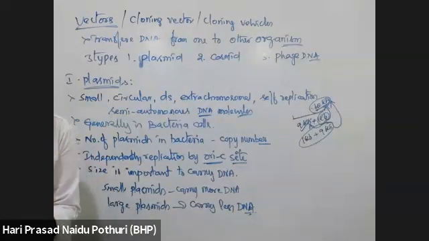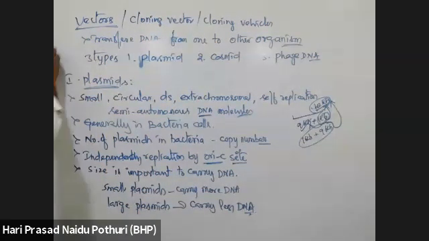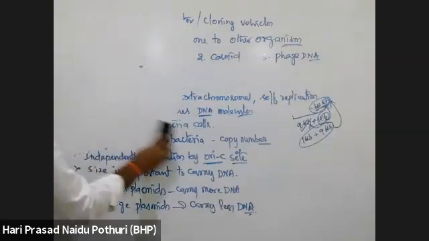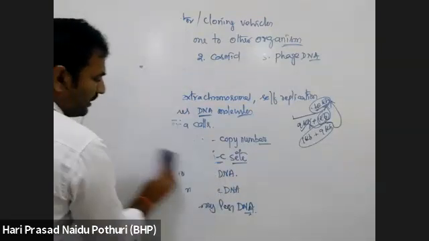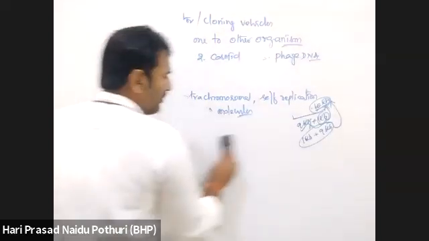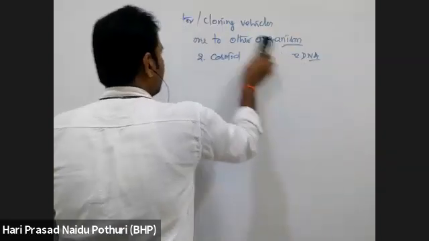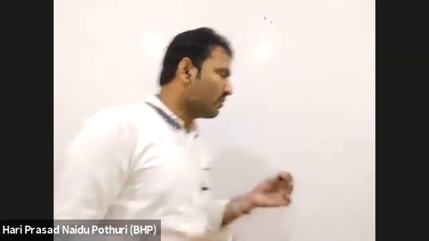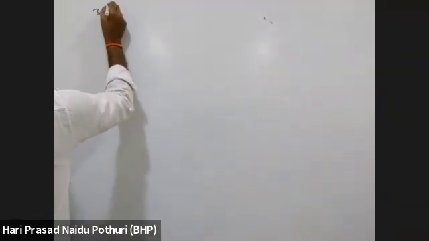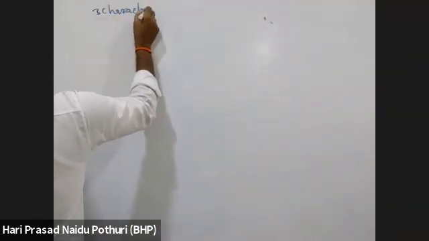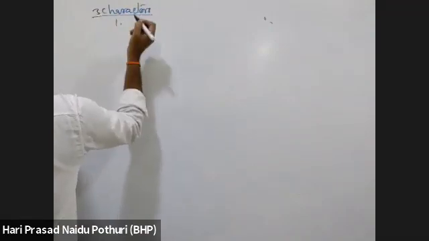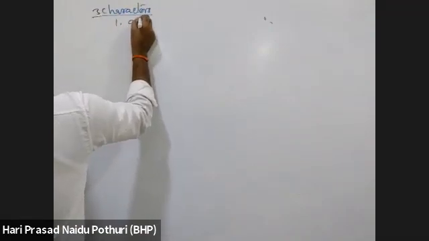Every plasmid must have three characters for good working in recombinant DNA technology. A vector must possess three characters, but normally the vectors present naturally in bacterial cells do not have all the characters. What are the three characters? The vector should possess these three characters. One is the Ori C site.